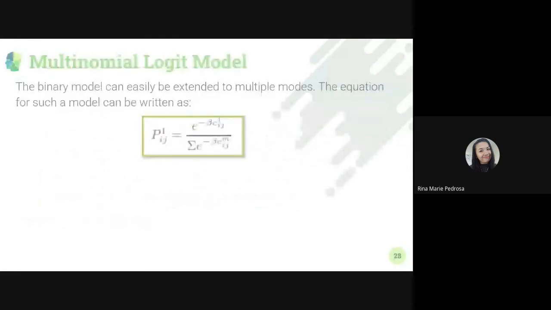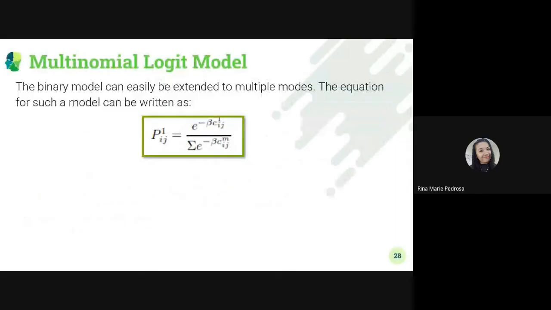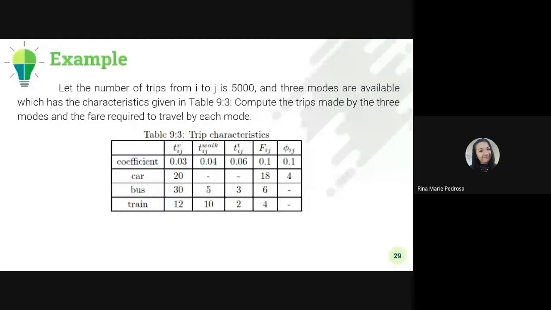Now let's move on to the multinomial logit model. So we have this equation, try to compare it with the binary models involved. So let's have an example. Let the number of trips from I to J be 5,000, and three modes are available, which have the characteristics given in this table. Compute the trips made by the three modes and the fare required to travel by each mode.